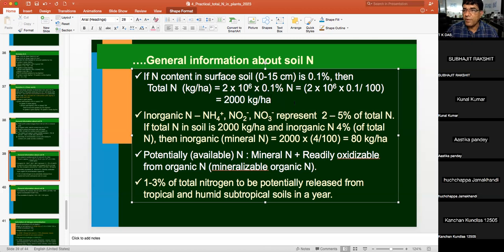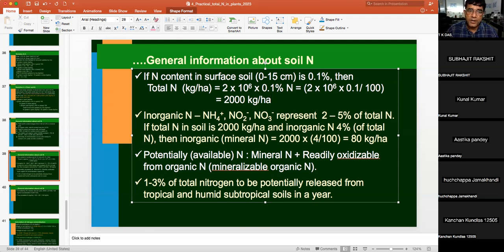So if you are given the soil weight, you can use it. If soil weight is not given, you can always take 2 into 10 to the power 6 as the weight of the 0 to 15 centimeter soil, and multiplied by the percentage, straightway you will get the quantity of nitrogen in terms of kg per hectare.